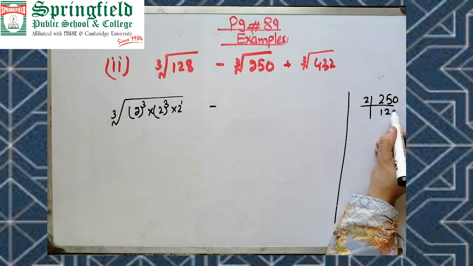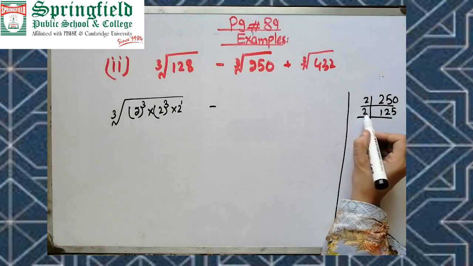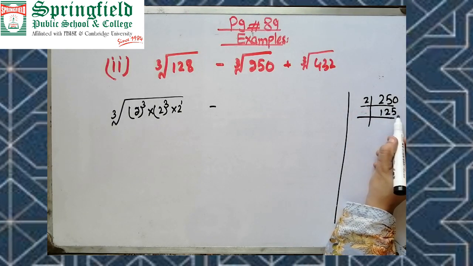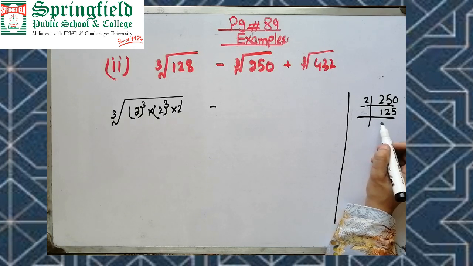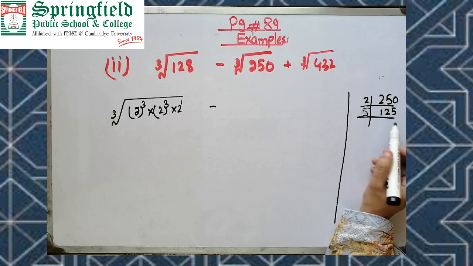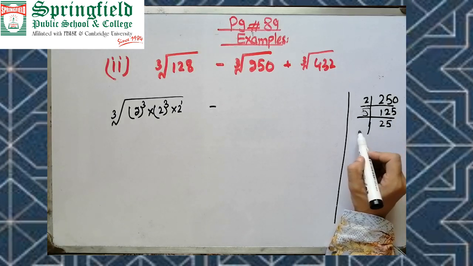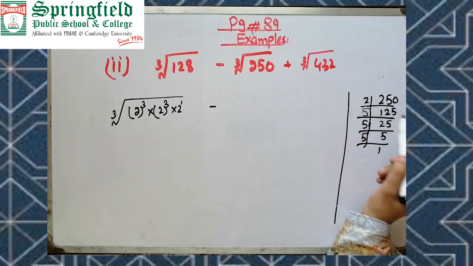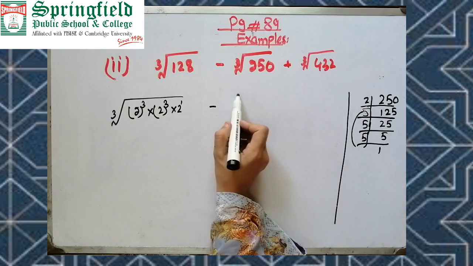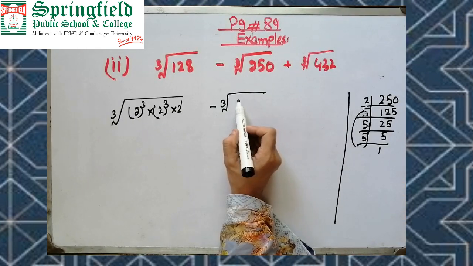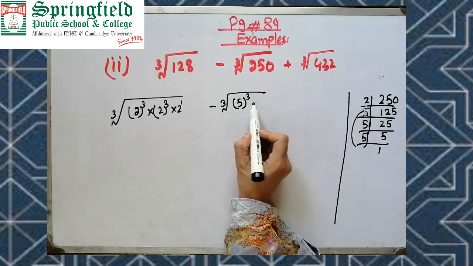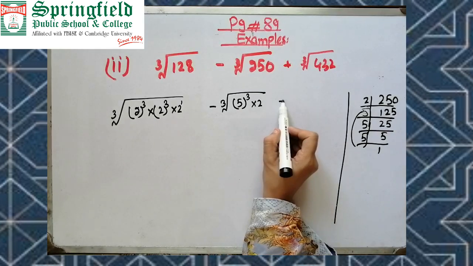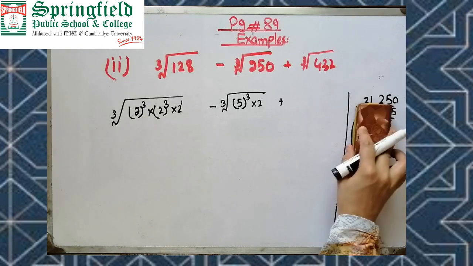Two 1s are 2, 2 2s are 4, 2 5s are 10. Okay, the last digit is 5. It means it cannot be divided by the table of 2. 3 4s are 12, but 5 can be solved by the table of 5. 5 2s are 10, 5 5s are 25, 5 5s are 25, 5 1s are 5. So make the pairs: 5 cube multiply 2. Now find out the factors of 432.